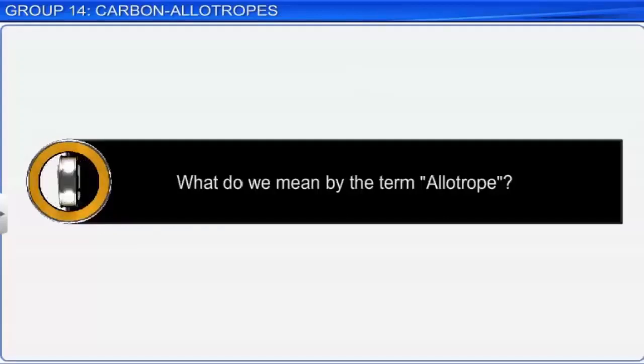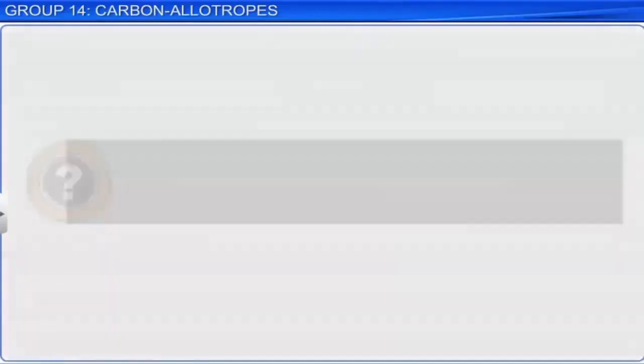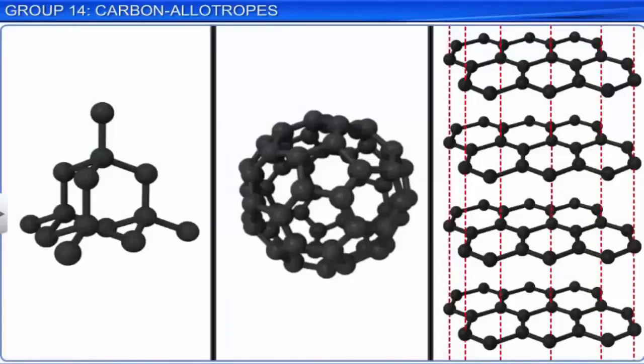What do we mean by the term allotrope? Allotropes are different forms of an element which have different physical properties but identical chemical properties. Different allotropes of the same elements have different arrangement of the atoms.